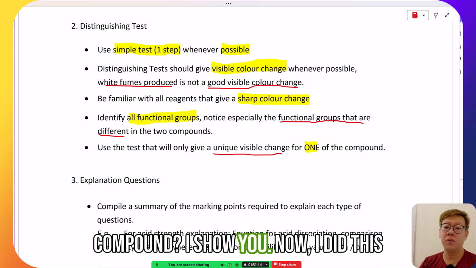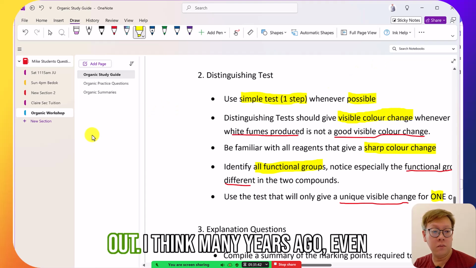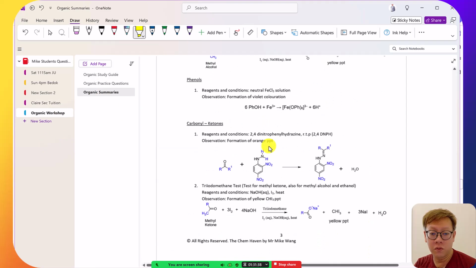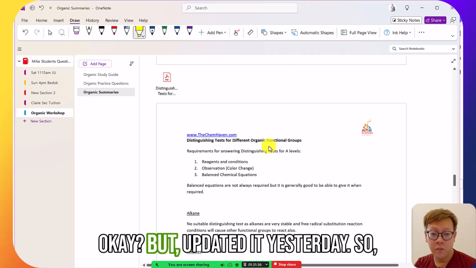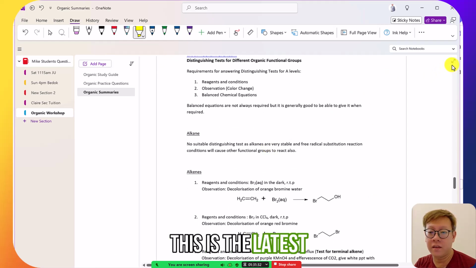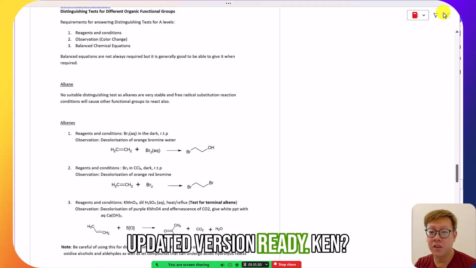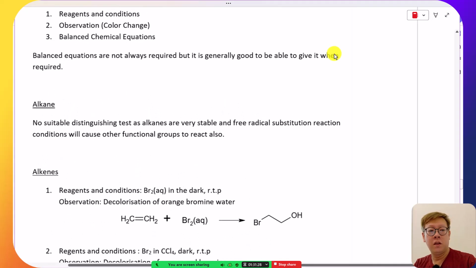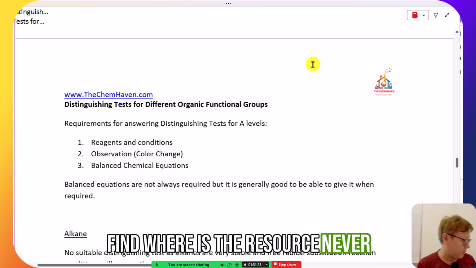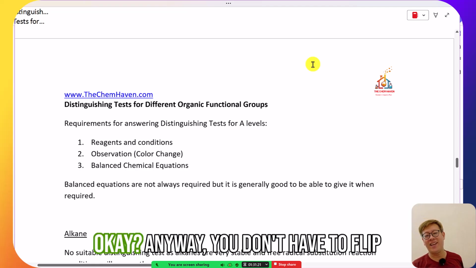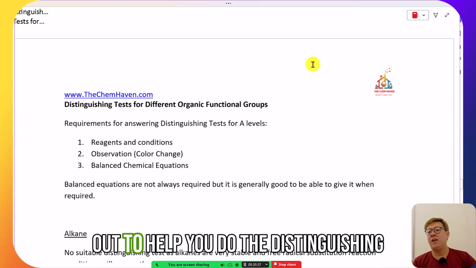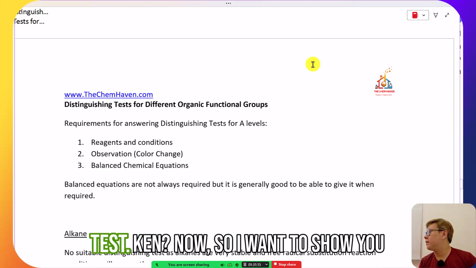Alright, now, so what is the resource that you use for this? Come, I show you. Now, I did this out, I think many years ago, even while I was still in school. Okay, but I updated it yesterday. So this is the latest updated version already. So you can see, let me show you all this resource. Now, if you cannot find where is the resource, never mind. You just look at the screen, okay? Anyway, you don't have to flip to that, but later on, you can take it out to help you all do the distinguishing test.